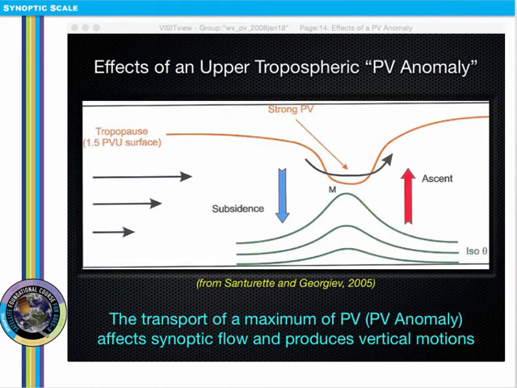This schematic illustrates how the transport of an upper tropospheric potential vorticity anomaly can affect lower-level synoptic flow. The circulation around the upper-level anomaly produces vertical motions that deform the isentropic surfaces. The dynamic tropopause, measured by the 1.5 PVU surface, extends to much lower altitudes in the vicinity of the upper tropospheric potential vorticity anomaly.